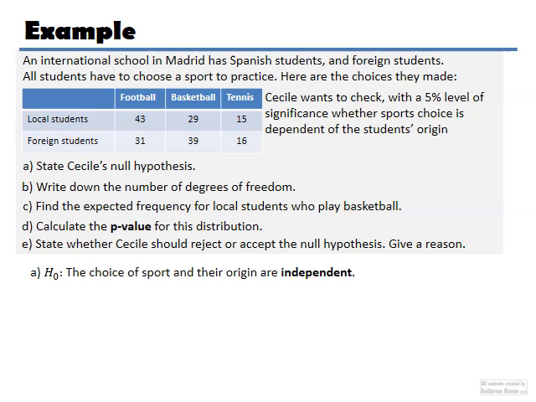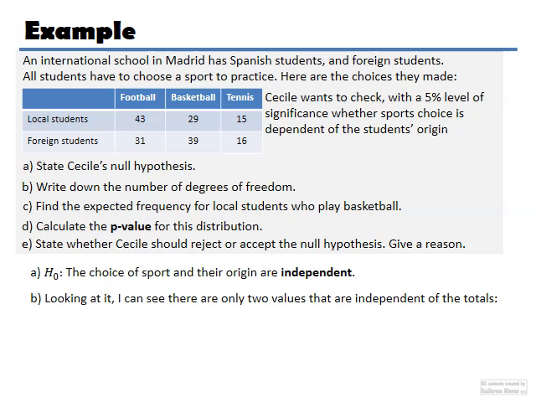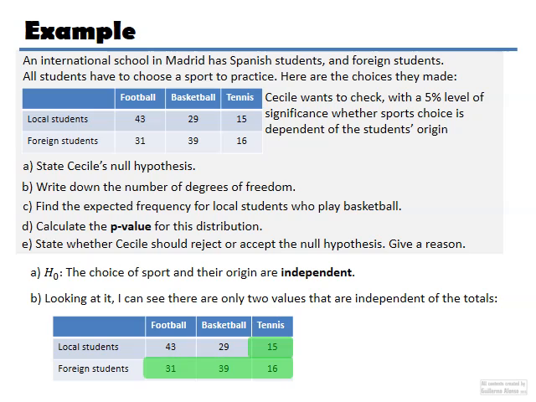The number of degrees of freedom, now I can do this with the calculator, but I'm going to do it without it for a minute. Now, there are only two values that are independent of the totals, which are these two here. This one here, I can calculate the moment I know how many local students I have in total, and these two are filled up. And the moment that I know how many students in total play football, I can calculate this one and this one. So the only values I can put in freely are these two, hence degrees of freedom is 2.